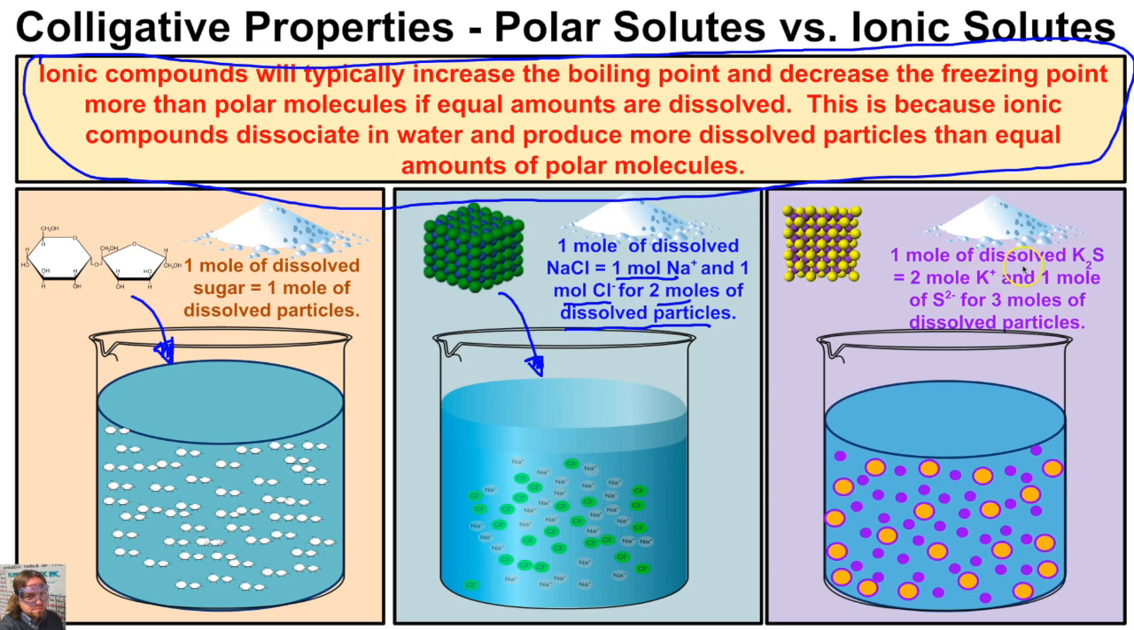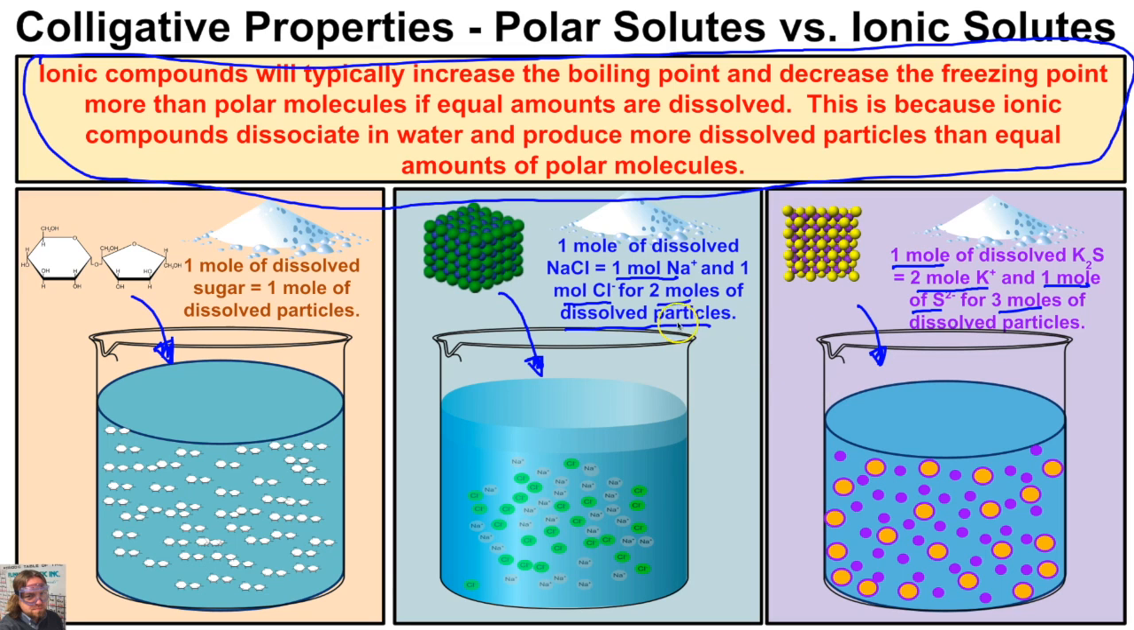And if we take a look at this substance here, K2S or potassium sulfide, if we dissolve 1 mole of this in this beaker of water right here, it's going to dissociate too, because it's an ionic compound, and it's going to end up producing 1 mole of sulfide ions and 2 moles of potassium ions, for a total of 3 moles of dissolved particles floating around in this solution.